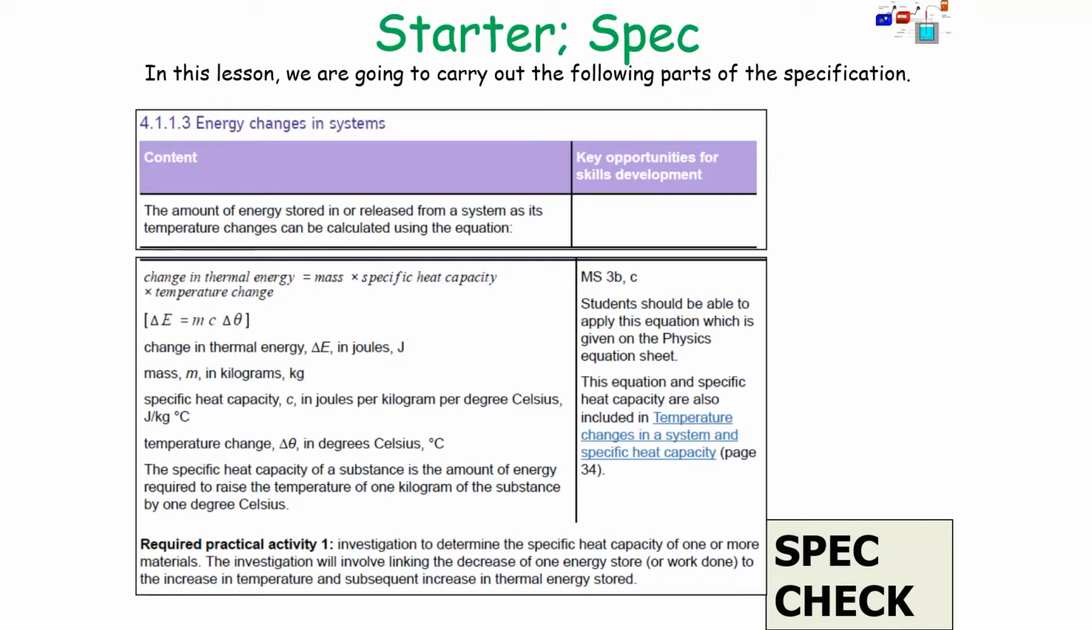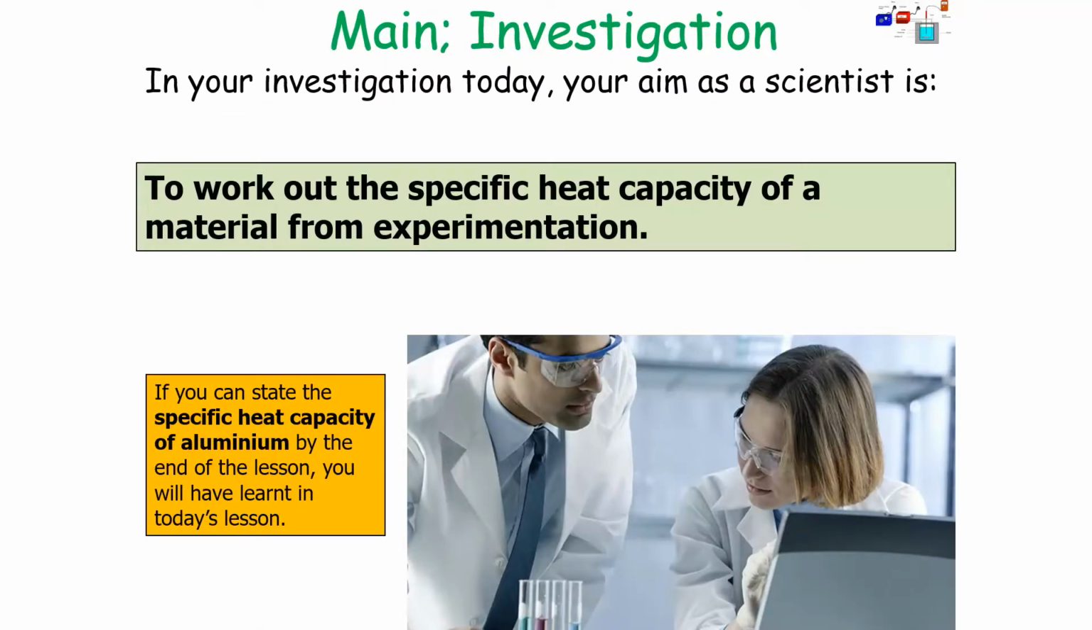So we're looking at required practical activity 1, an investigation to determine the specific heat capacity of one or more materials. The investigation will involve linking the decrease of one energy store to the increase in temperature and subsequent increase in thermal energy stored. So if we learn in today's lesson, we should be able to work out the specific heat capacity of a material from experimentation and state in particular the specific heat capacity of aluminium.